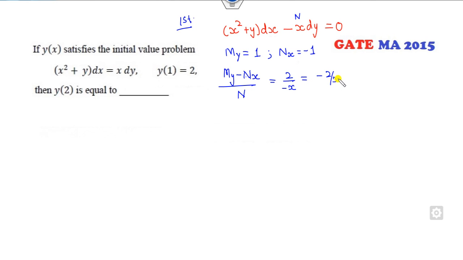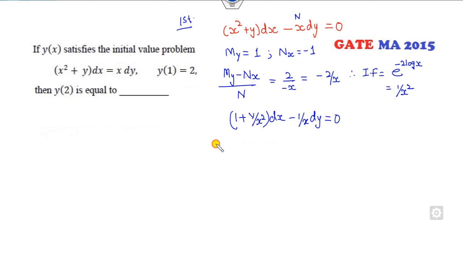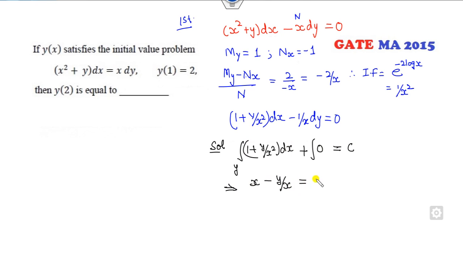Fine. So what is the integrating factor? So integrating factor is e of integration of this. So what is that? It is 1 over x square. Fine. So I can multiply this equation by x square. So it is 1 plus y over x square into dx minus 1 over x into dy. So what is my solution? So solution is keeping y constant, this portion into dx plus there is no term which involves only y, so that's 0. So what is the integration of this? It is x minus y over x is constant.